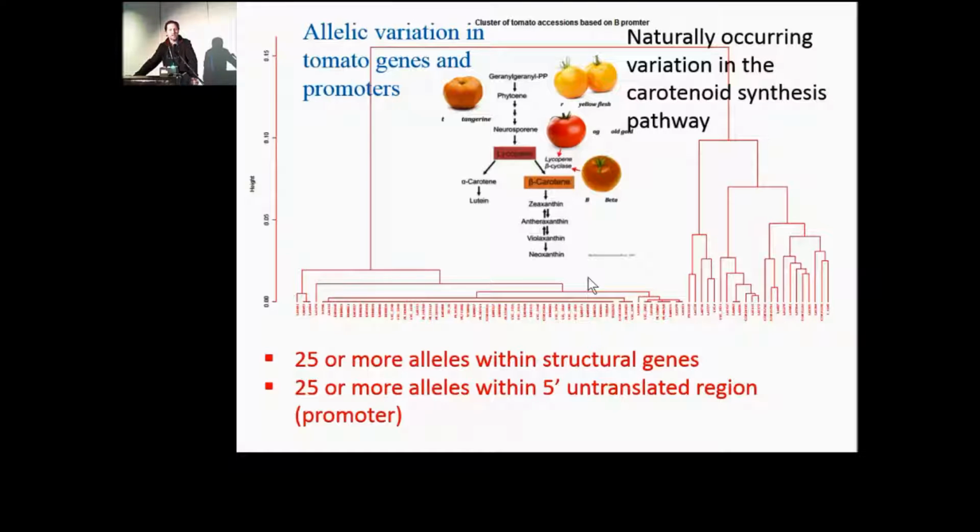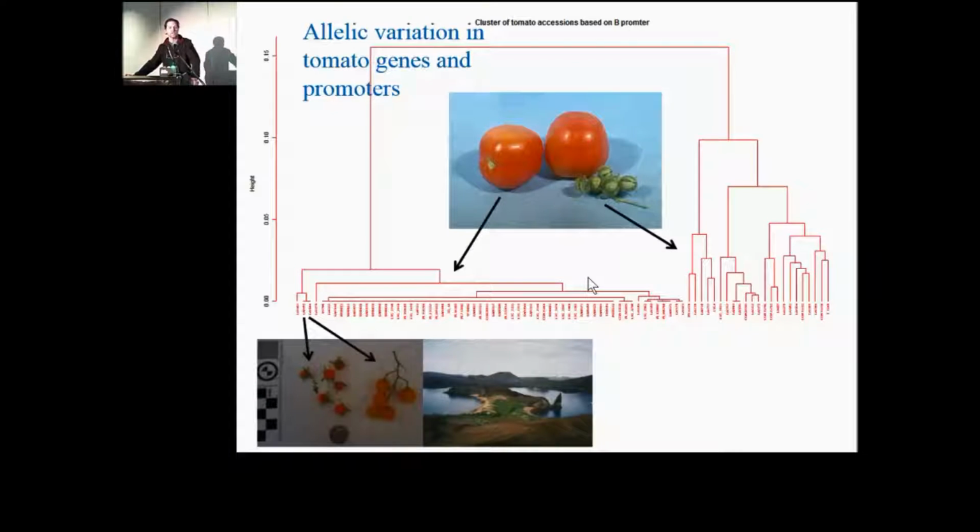And so this tree is basically showing natural variation in the 5' region of this fruit-specific beta-cyclase gene, okay? And so what we found is that there were 25 or more alleles within the structural gene and about the same number out in the 5' region, the promoter region. Okay, so quite a bit of diversity. And another way to look at this diversity is shown in this slide.